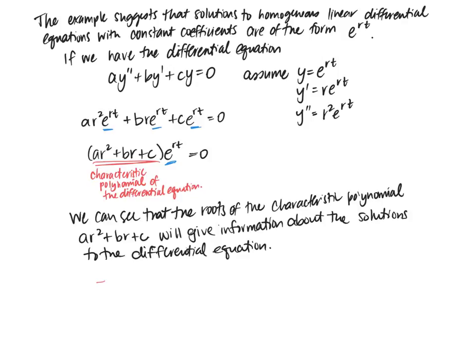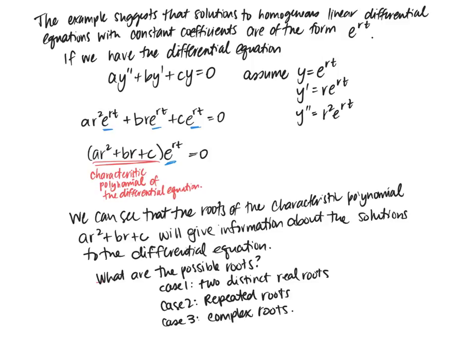Okay, so what are the possibilities? We'll have three cases. Case 1, we have two distinct real roots. Case 2, we have repeated roots. And then case 3, we will have complex roots. And I will deal with each of these three cases in its own video.